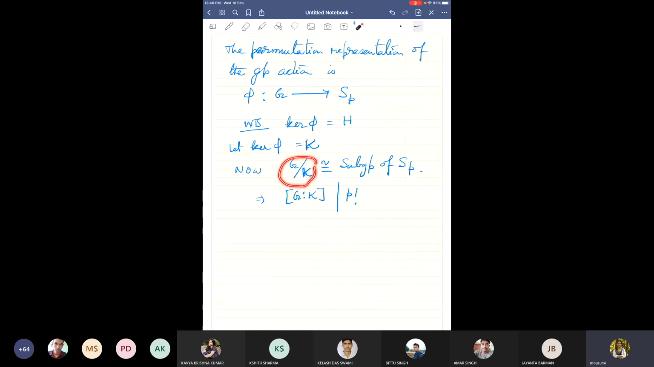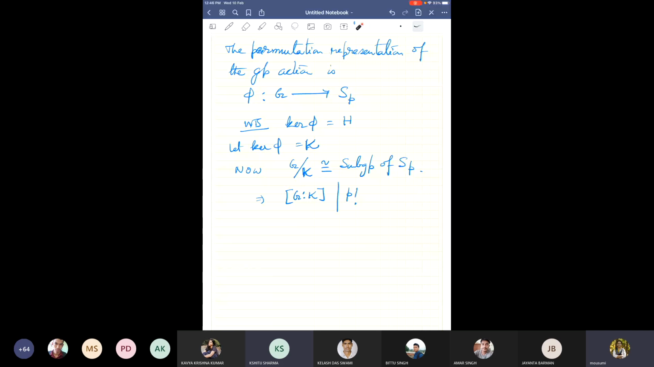[G : K] is nothing but the cardinality of this quotient group G/K. The cardinality of this quotient group is the same as the cardinality of the subgroup of S_P. Now the order of the subgroup divides the order of the group. Therefore, [G : K] divides P factorial. Is this clear? Yes, ma'am.